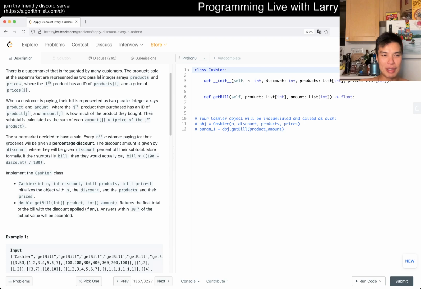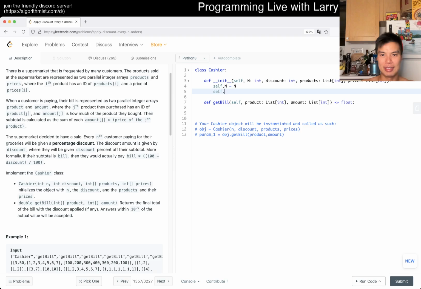The supermarket decides to have a sale. Every nth customer paying for the groceries will have a percentage discount. Okay, that's kind of weird, but okay, fine. I don't think this is that bad, right? I don't know, just putting things in here.